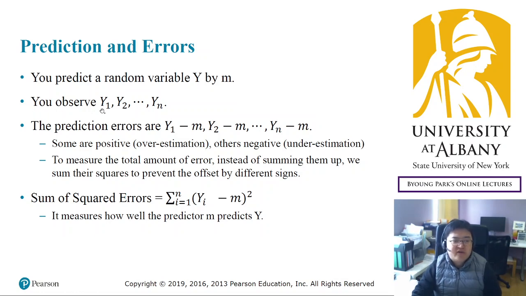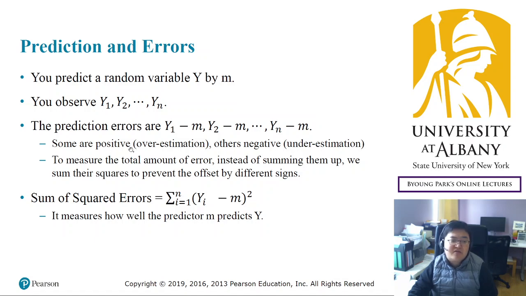Suppose you repeat the experiment many times, and from those observations, you can define the prediction errors as the difference between each observation and your predictor. Suppose I predicted the dice will give 3, and if the dice outcome was 6, then the prediction error is plus 3. If the outcome was 1, then the prediction error was minus 2. If you observe 100 observations, there will be 100 prediction errors. If your prediction was perfect, the error will be 0, but it cannot be 0 always. So some will be negative, some will be positive.